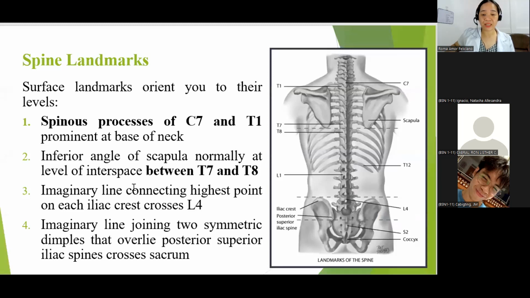You have your imaginary line connecting the highest point on each iliac crest, which crosses L4 here, and then the imaginary line joining two symmetric dimples that overlie the posterior superior iliac spines crosses the sacrum. Some people, kapag tiningnan yung kanilang likuran, meron silang dimpling area dito sa kanilang posterior superior iliac spine.